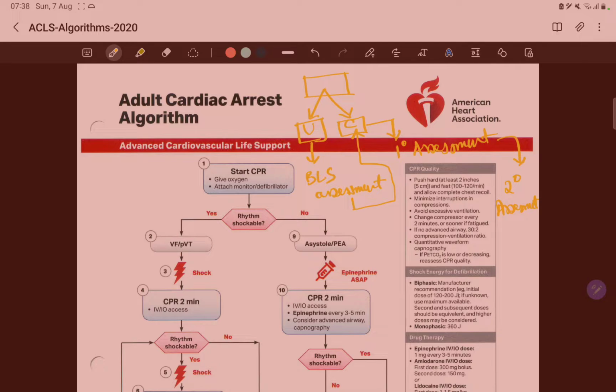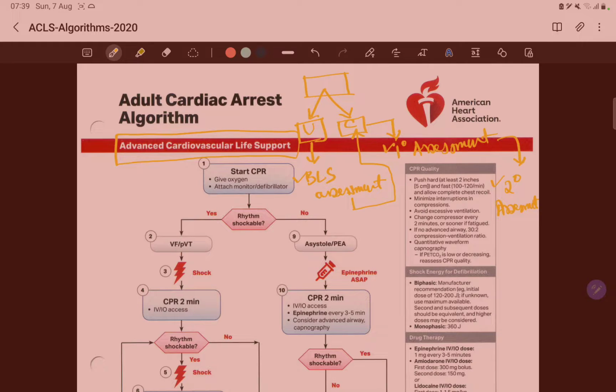What happens in the BLS assessment, primary assessment and secondary assessment, we will discuss later, in a different video. ACLS full form is Advanced Cardiovascular Life Support. So when we see a patient, basically we will secure the scene in the BLS assessment. These are very basic things to understand.